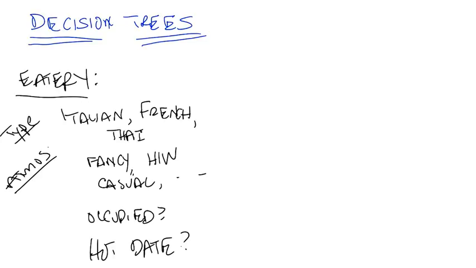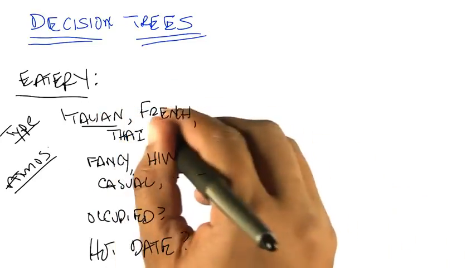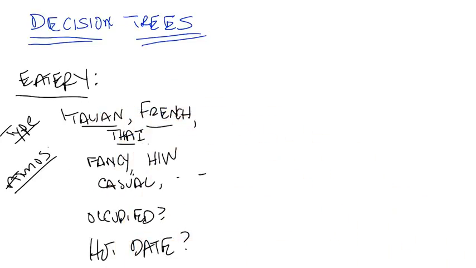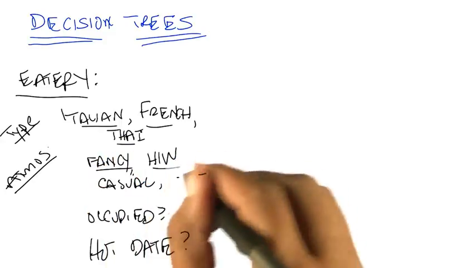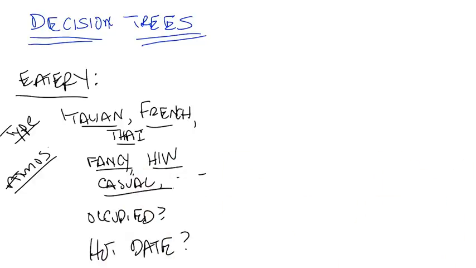Notice, by the way, that for the first 2 we have multiple possible categories. They could be Italian, French, Thai, American, and so on. Atmosphere can have many, many possible values. But the last 2 things that we talked about were both binary. Either it's occupied or it's not, yes or no, or you have a hot date or you don't. And I think we could go on like this for a long time. But let's try to move on to a couple of other features and then try to actually figure out how we might solve this.